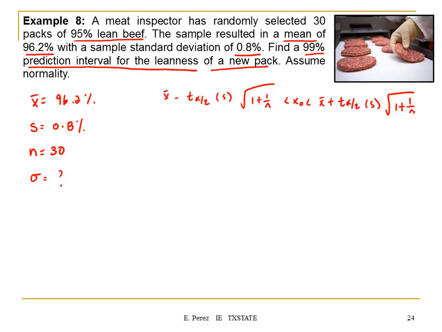What is the alpha value? We know 1 minus alpha needs to be equal to what? Correct, 99%, because we're interested in a 99% confidence or prediction interval. So alpha will be equal to 0.01, and alpha half equals 0.005. So the t-value for 0.005 with 29 degrees of freedom equals 2.756.